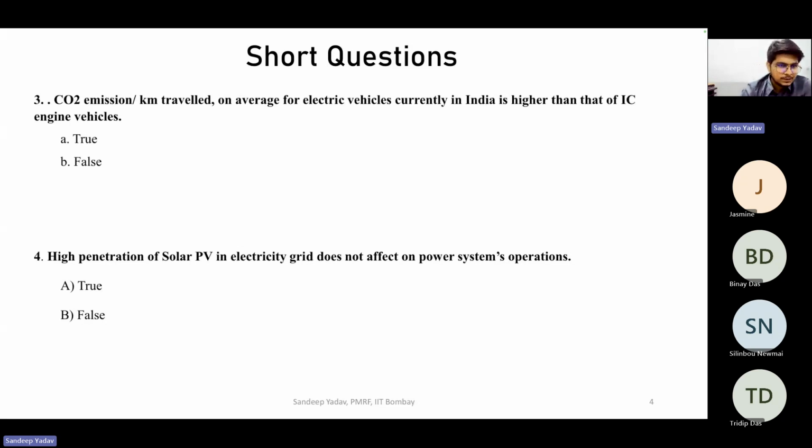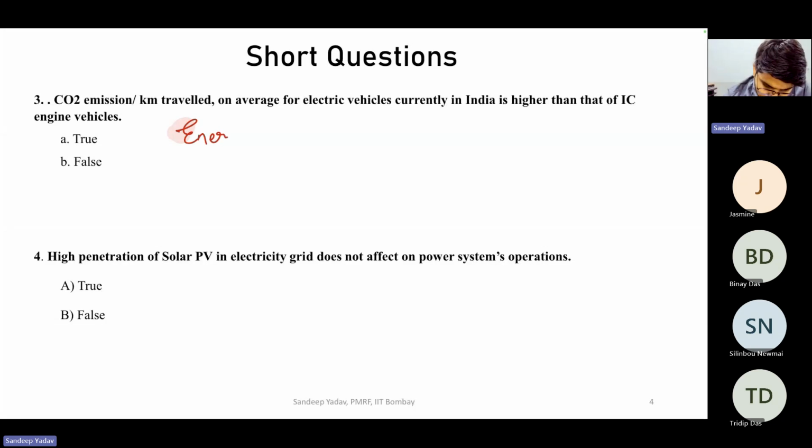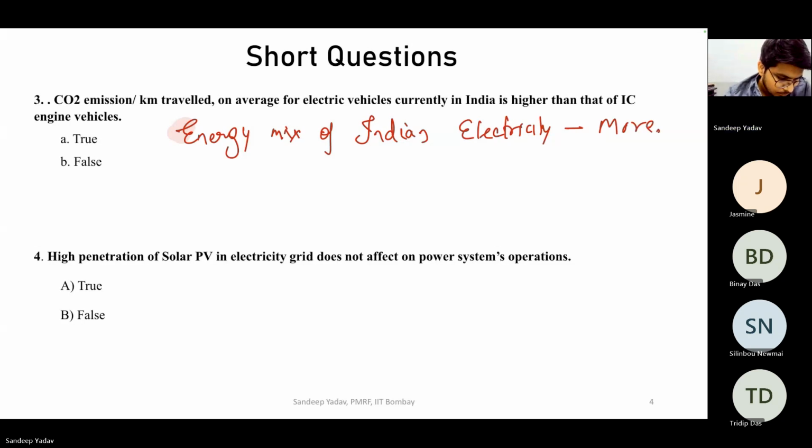So what happens? CO2 emissions per kilometer traveled on an EV, it emits more emissions because electricity is directly coming from the fossil fuels. So converting that energy and the transportation of it increases the pollution in the current energy mix. One important factor that we have to consider is the energy mix of Indian electricity, which is having more fossil fuels. So that's why it's a true statement.